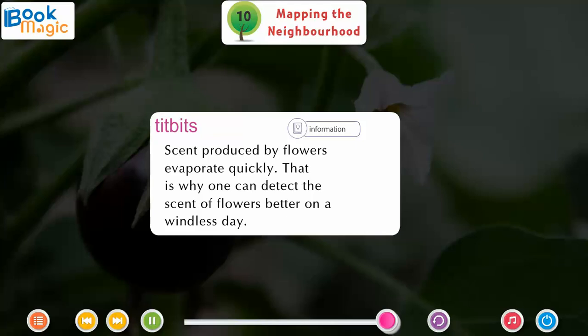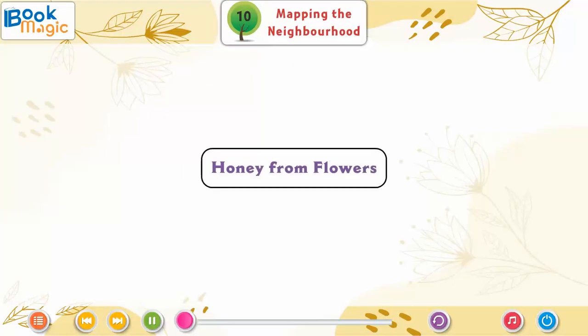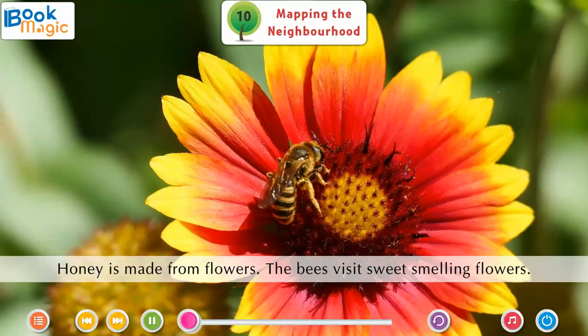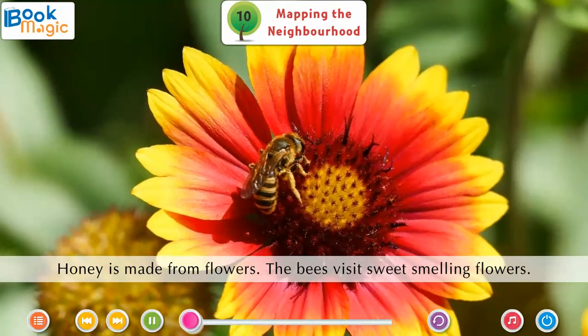Tidbits. Scent produced by flowers evaporates quickly. That is why one can detect the scent of flowers better on a windless day. Honey from flowers. Honey is made from flowers. The bees visit sweet-smelling flowers.